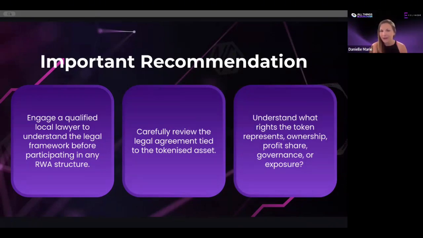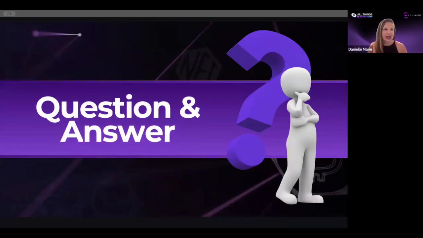Because just remember, anyone can tokenize something, right? And if they tokenize something and you're buying that representation, understand what your rights are. Are you buying ownership? Are you getting paid out a profit share? Do you get access to voting? Do you get access to both? It's really, really important because every project that is tokenized will have different terms and conditions built into their smart contracts. So it's very important that you take the time to understand.